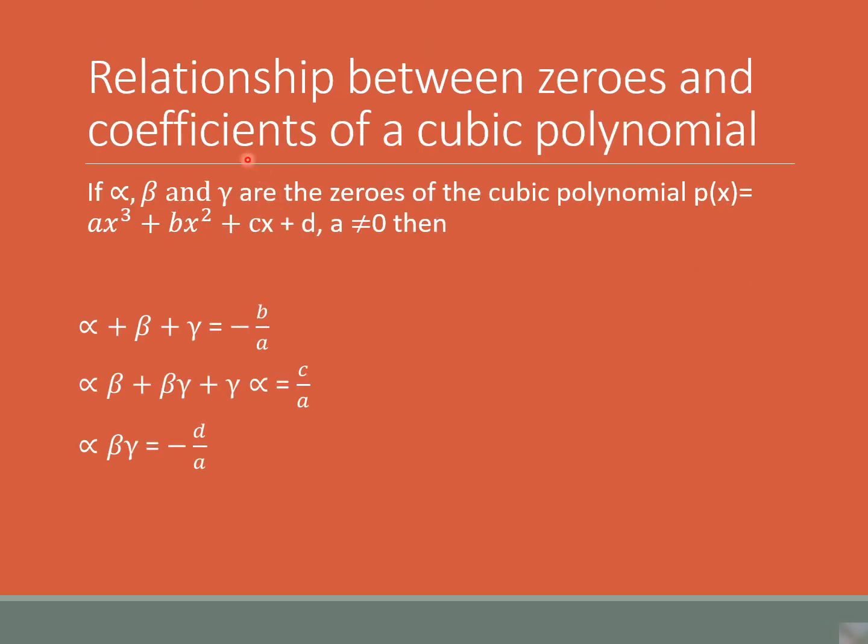Now we are going to extend it to cubic polynomial. Again, if alpha, beta and gamma are the zeros of the cubic polynomial p(x) equal to ax cube plus bx square plus cx plus d, where a is non-zero, then with three roots, alpha plus beta plus gamma is equal to minus b by a, alpha beta plus beta gamma plus gamma alpha is c by a, and alpha beta gamma is minus d by a. These are taken as rules, the laws to solve all the questions of cubic polynomial also.